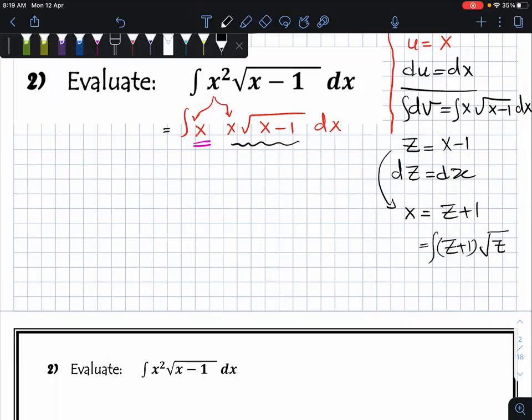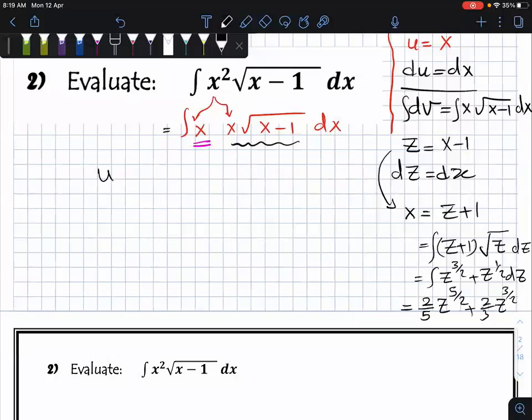And then, guys, multiply z to the power of half by z and by 1. So it's z to the power of 3 over 2 plus z to the power of half. And find its integral, which is 2 over 5 z to the power of 5 over 2, plus 2 over 3 z to the power of 3 over 2, by adding 1.